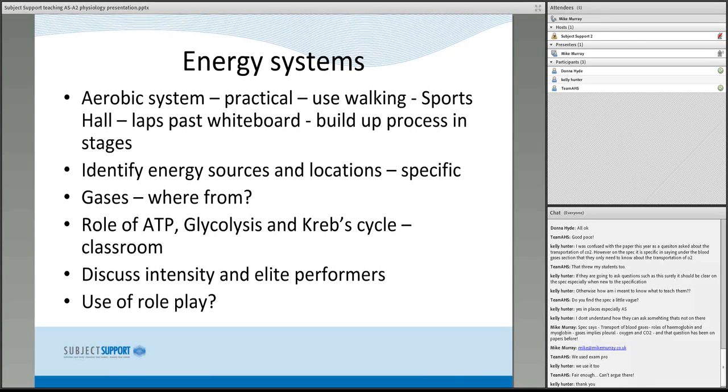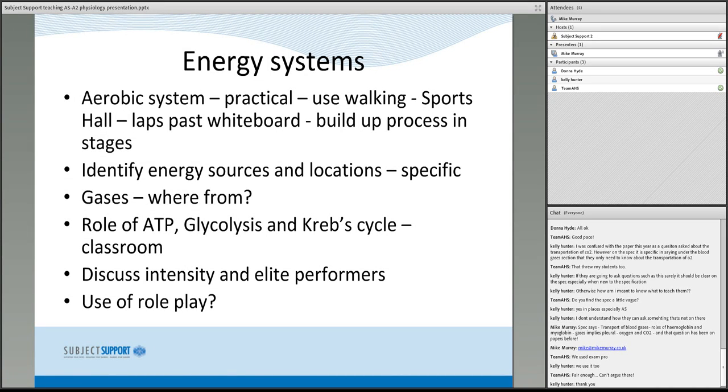You could also then start throwing in more and more information. So for example, where is this food that we're talking about? Where's it kept in your body? Be more specific about what type of food it is. Talk about the gases involved, the oxygen and the carbon dioxide. Maybe the stuff about ATP resynthesis and glycolysis and the mitochondria and electron transport chain. That's not going to work too well if they're walking around in circles. They need that to be in a classroom and on a whiteboard somewhere.